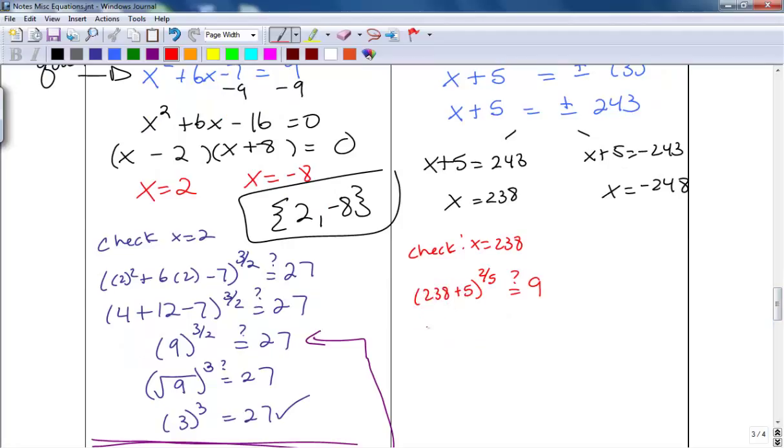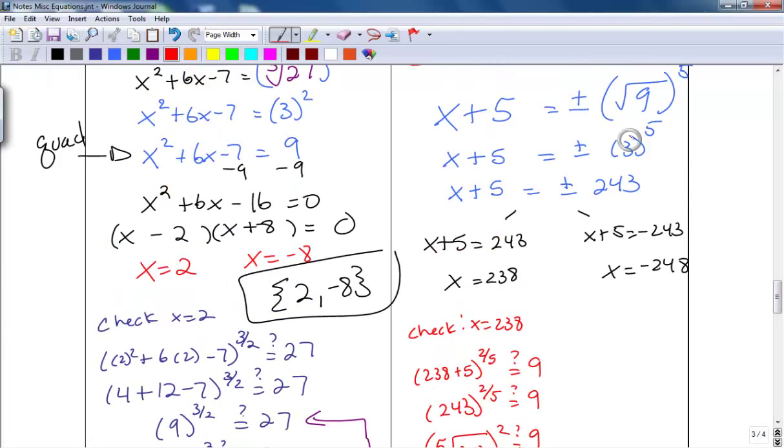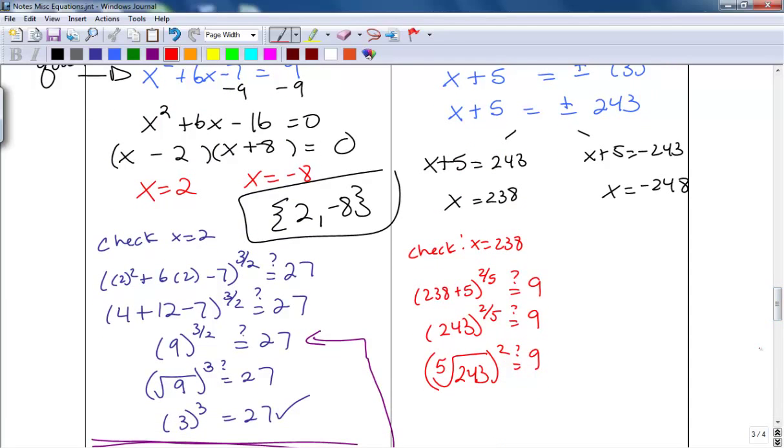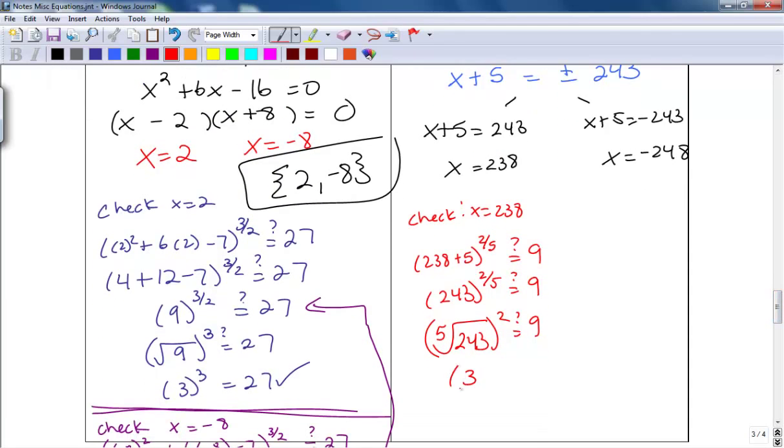Well, 238 plus 5 is 243. Raising it to the 2/5 power, still trying to figure out if it's 9. Well, 243 to the 2/5 is really the fifth root of 243 quantity squared. Well, the fifth root of 243, remember, I just figured out that 3 to the fifth power is 243. So the fifth root of 243 has to be 3. So we have 3 squared. Does this equal 9? It does. Means 238 checks out just perfectly as an answer.